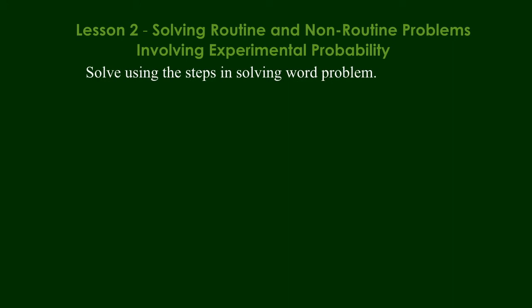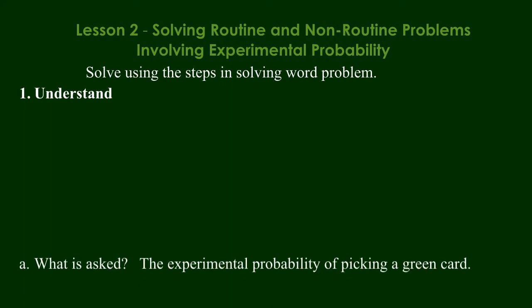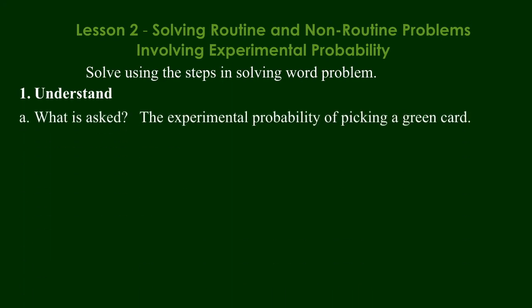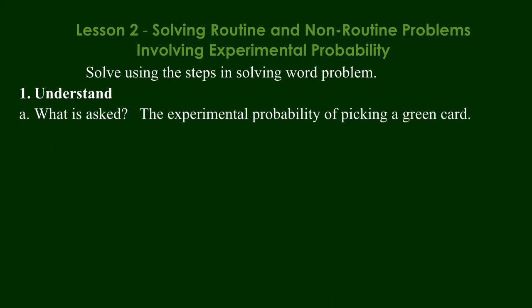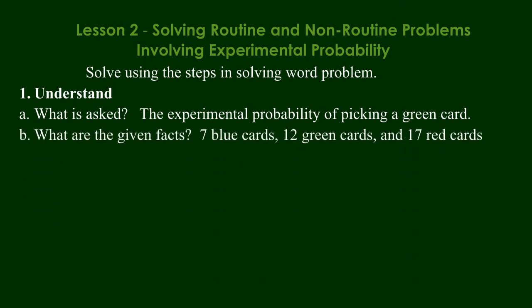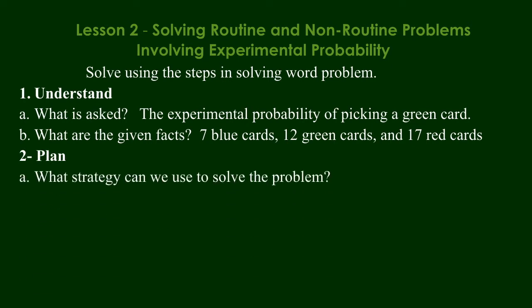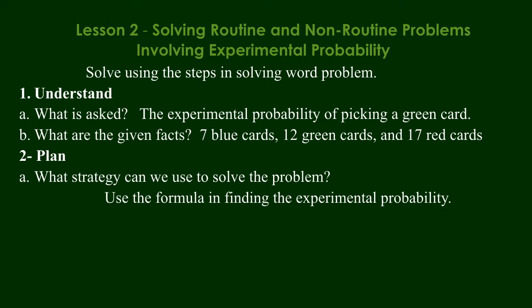Use the following steps in solving routine and non-routine problems involving experimental probability. Step number 1. What is asked? The answer is the experimental probability of picking a green card. Next, what are the given facts? We have 7 blue cards, 12 green cards, and 17 red cards. Step number 2, plan. What strategy can we use to solve the problem? We will use the formula in finding experimental probability.